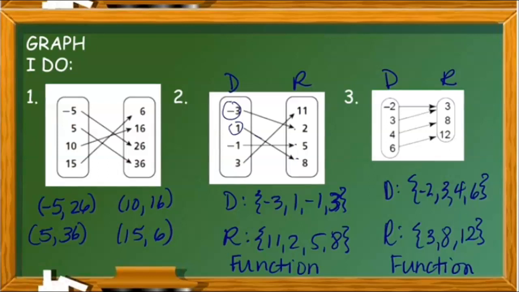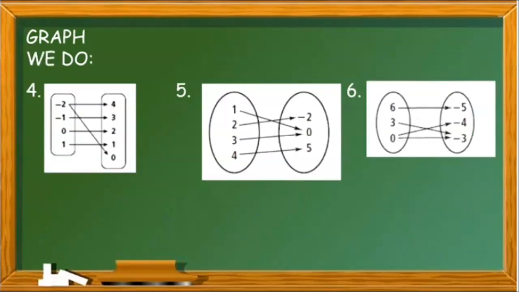Okay? So now let's look at one that is not a function. Okay, so on this number 4 here, if I look at my domain, again, it's -2, -1, 0, 1. My range is going to be 4, 3, 2, 1, 0. Okay, so that's the easy part.